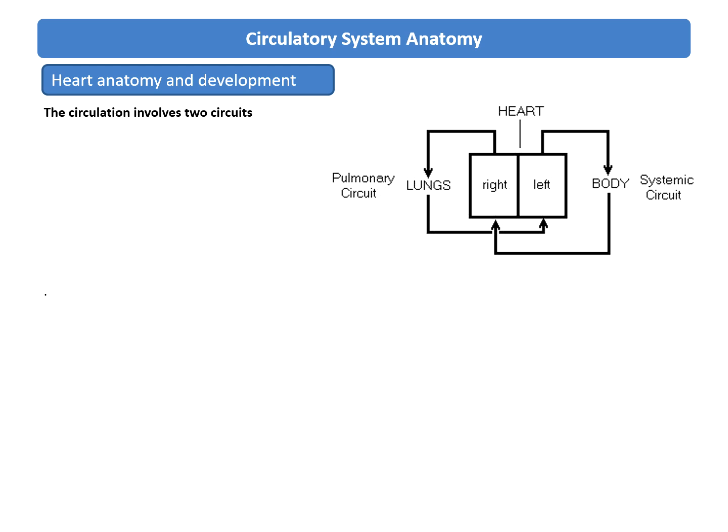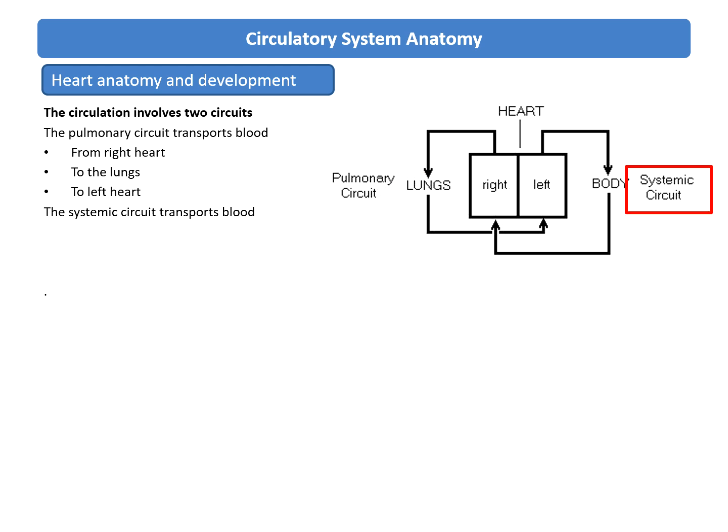Circulation involves two circuits. There's a pulmonary circuit that transports blood from the right side of the heart to the lungs and back to the left side. The other circuit is the systemic circuit. It transports blood from the left side of the heart to the body and back to the right side.